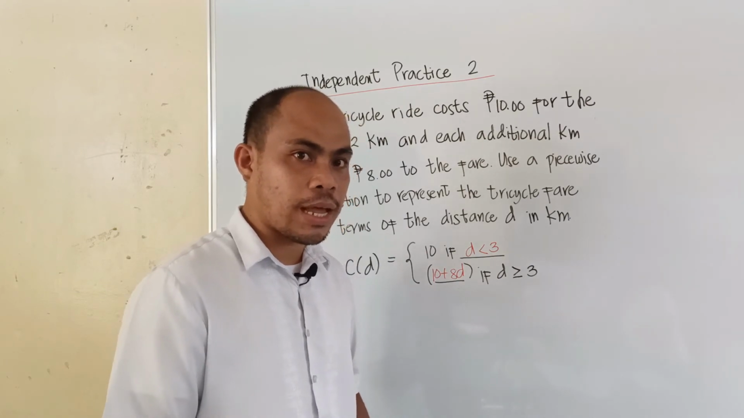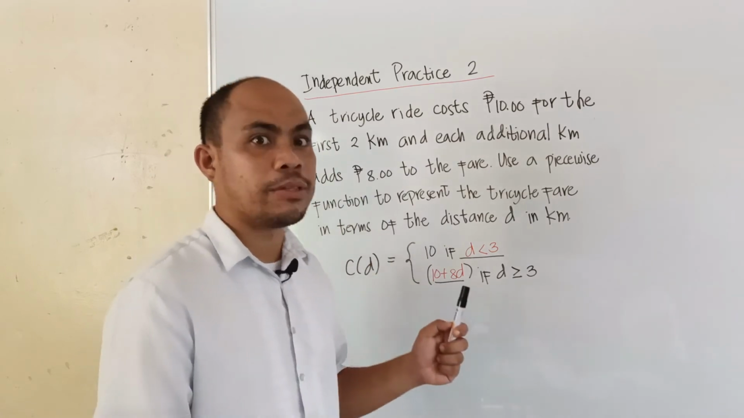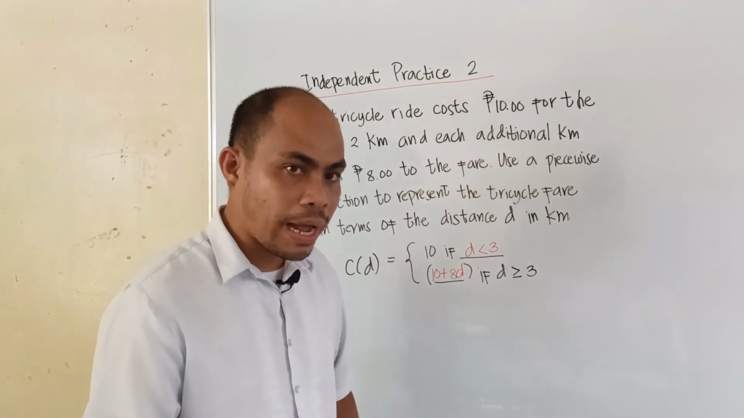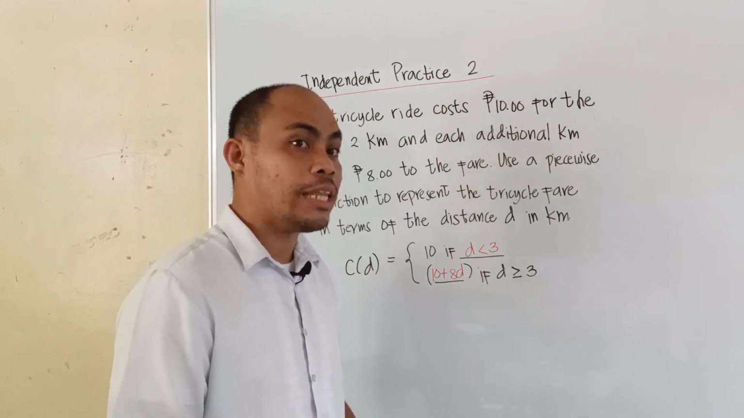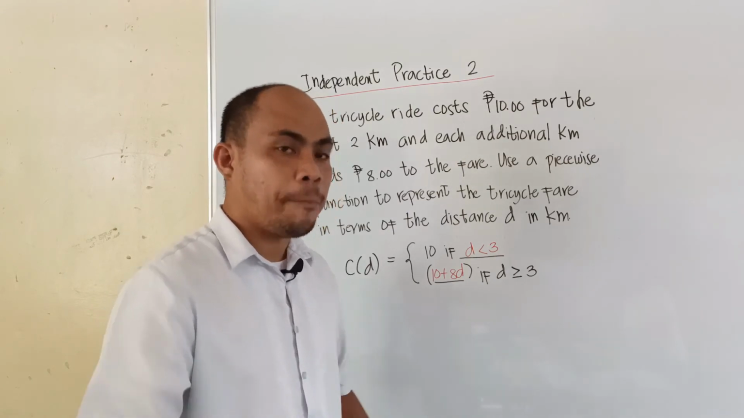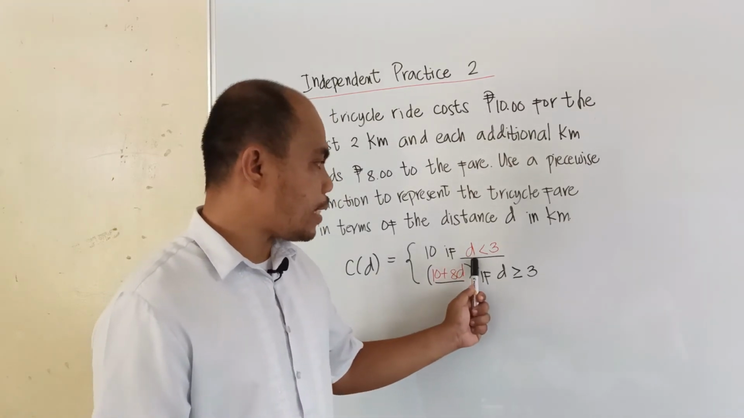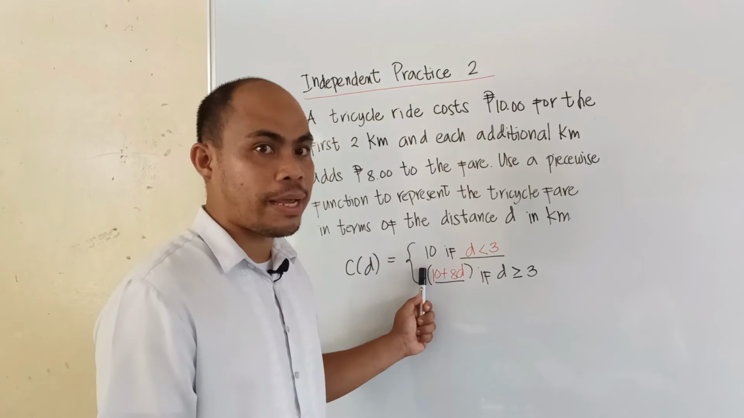it is not yet part of the next 1 kilometer, the additional 1 kilometer. So you do not add the 8 pesos yet. You only add once you reach 3 kilometers.